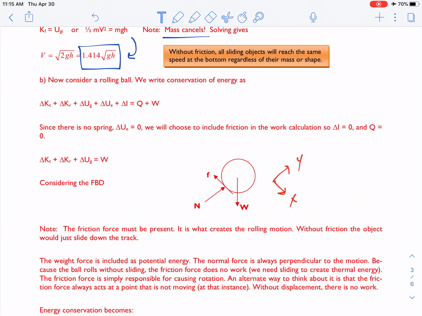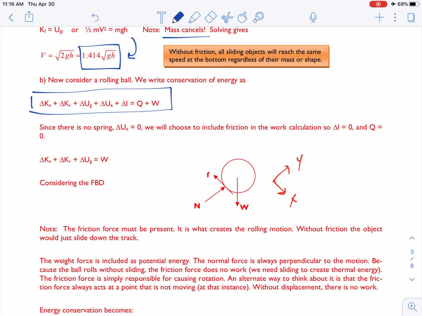Now we're in part B and we are considering rolling. Still there's no drag. And once again, we will do a similar setup. We will start with the conservation of energy. So we write the equation first. Delta K plus delta KR plus delta UG plus delta UE plus delta I equals Q plus W.